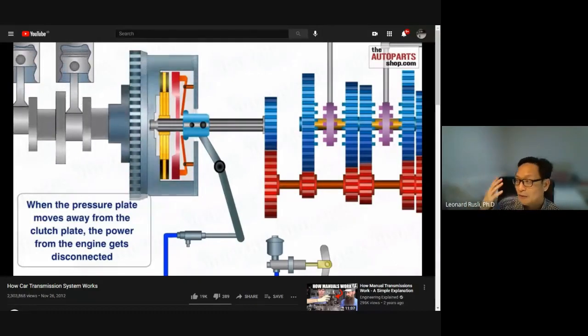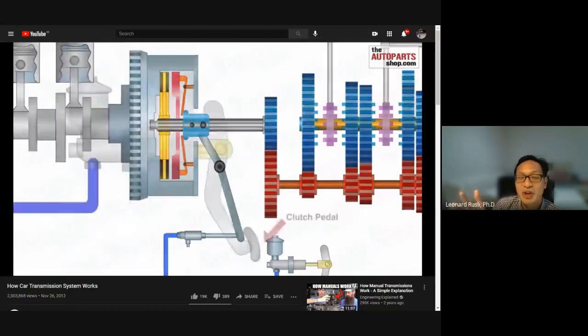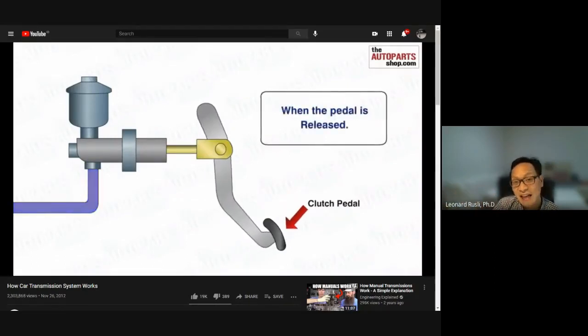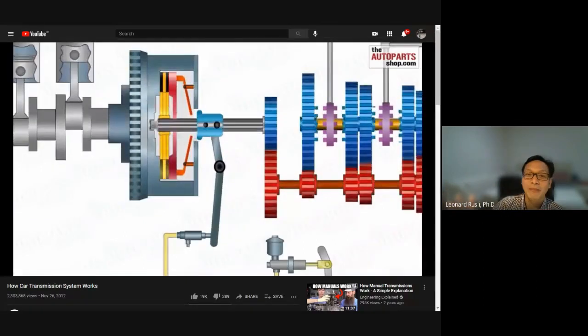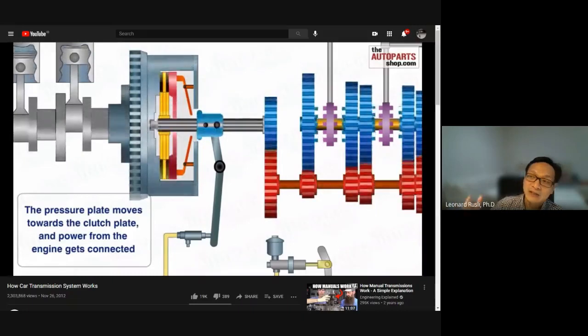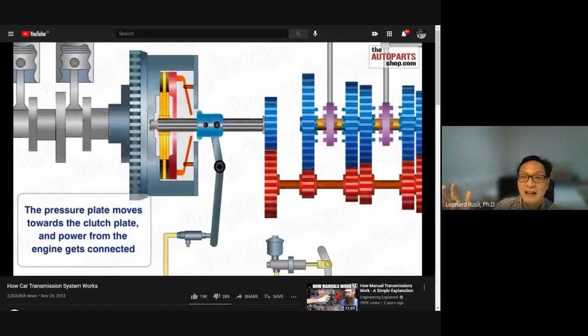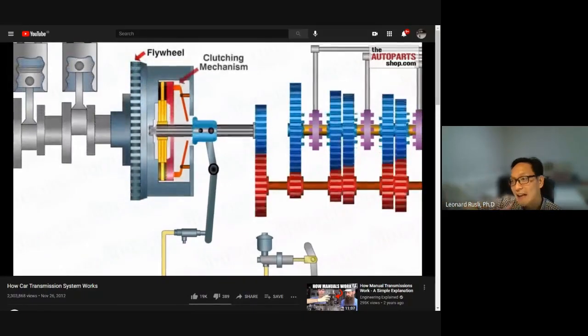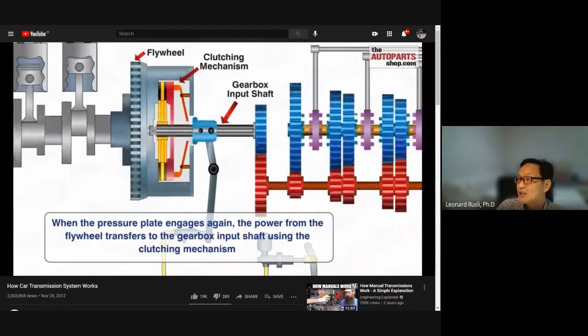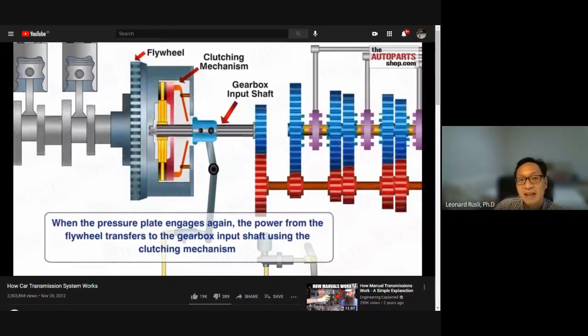And what happens when you're stopping at the traffic light? You got to disconnect the engine from the wheels because the wheels stop, right? Your car is stopping, but the engine may not stop. So you have to have a method to disconnect between the engine and the rest of the transmission. So you press the clutch and it separates it. Okay, that's what the clutch is.